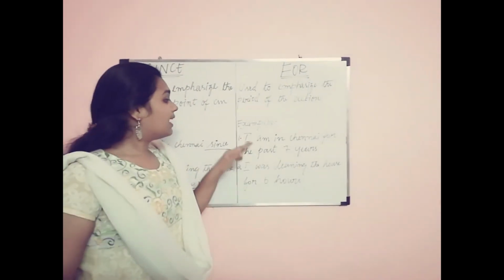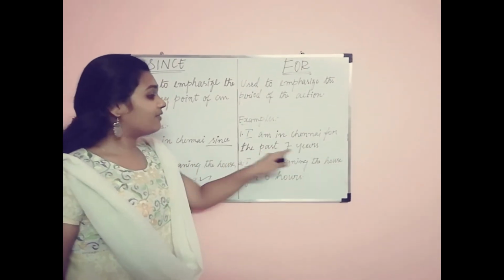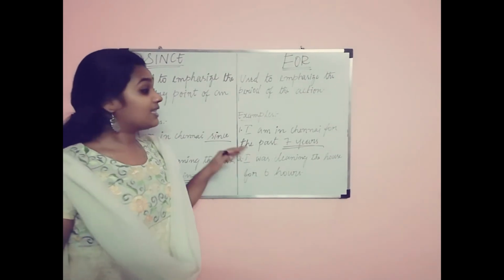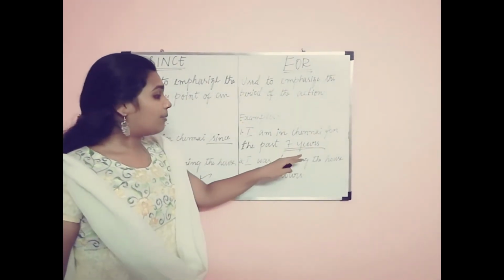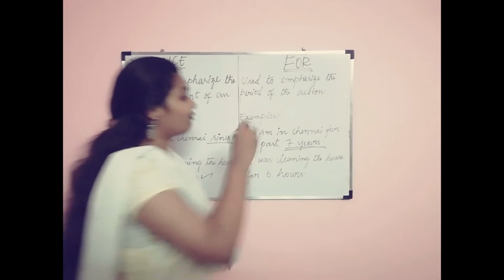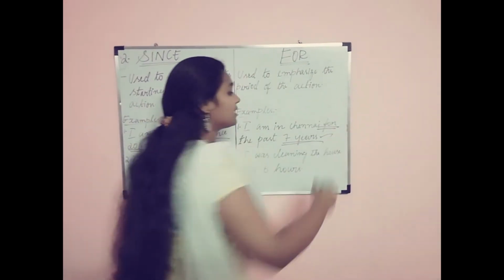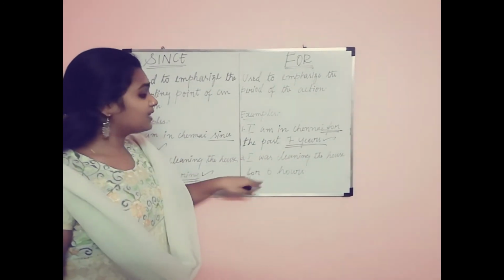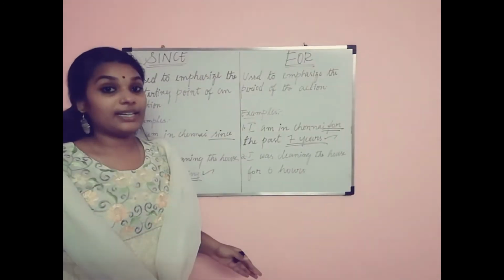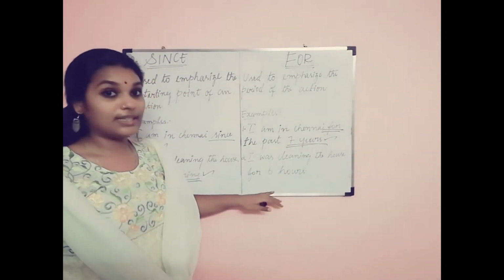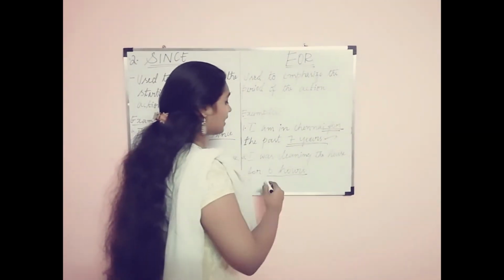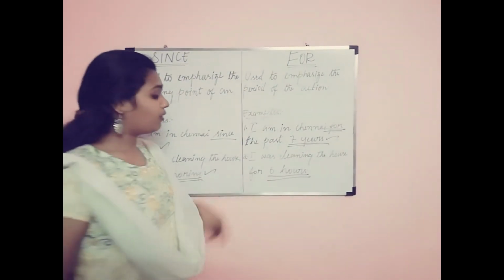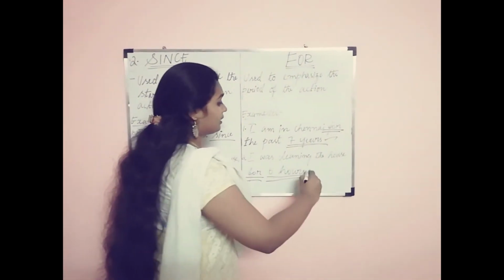Now similarly, I am in Chennai for the past 7 years. The period of time I am living here in Chennai is 7 years. So using for in this context is correct. Again, I was cleaning the house for 6 hours. How long have I been cleaning the house? 6 hours. It throws light on the period of this cleaning. So using for here is again correct.